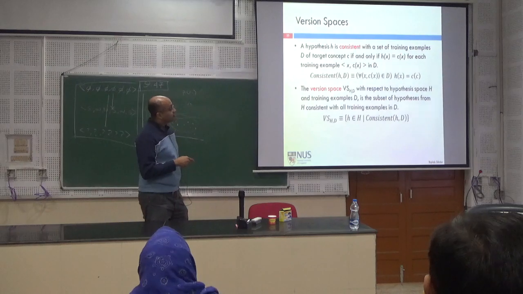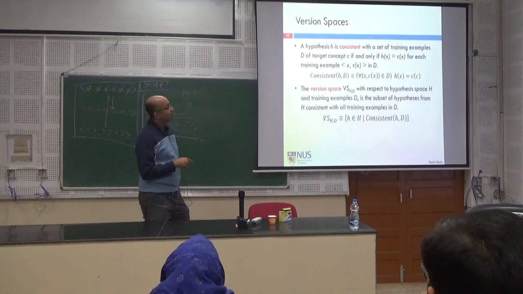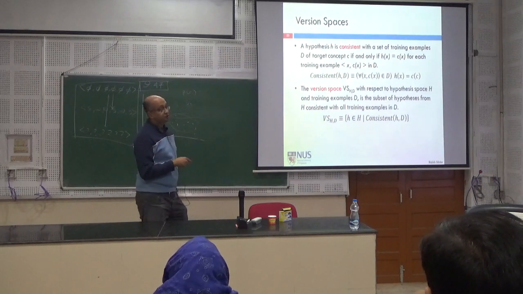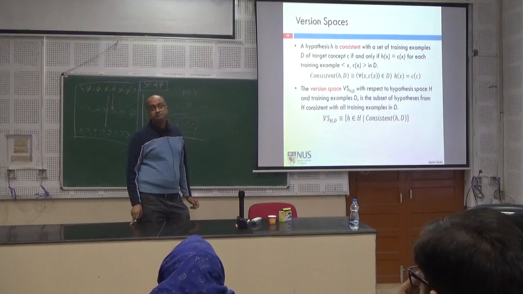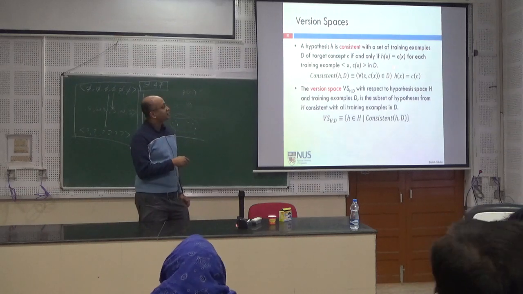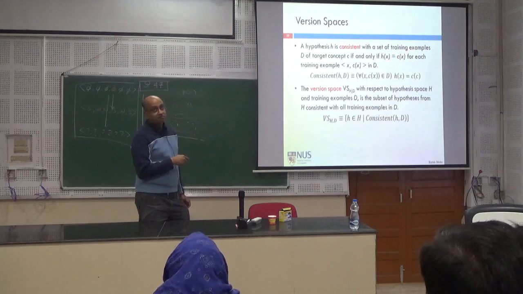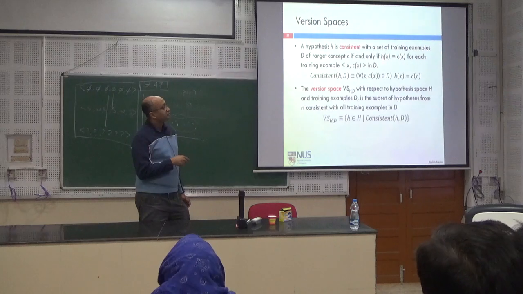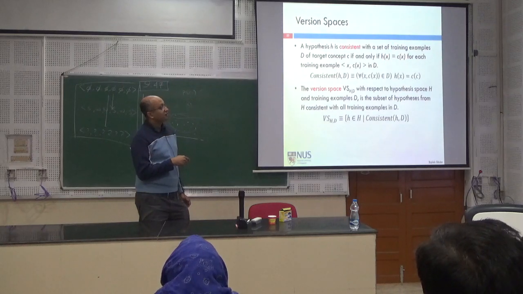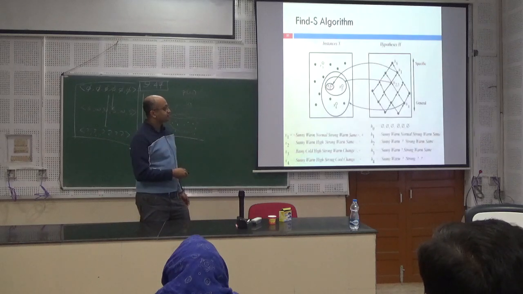If and only if h of x, whatever your hypothesis outputs, is the same as the label for all the data that you have for training. That's the way to interpret this. This is saying that for all the data you have for training, the output of the hypothesis is the same as the label that was given to you. And in this case, these are all consistent learners.